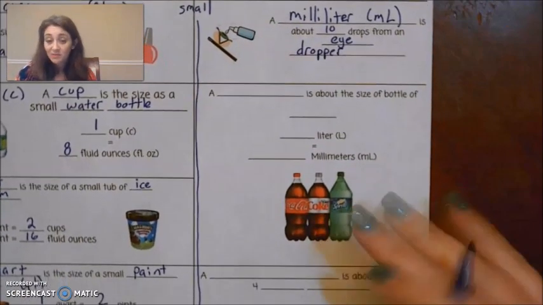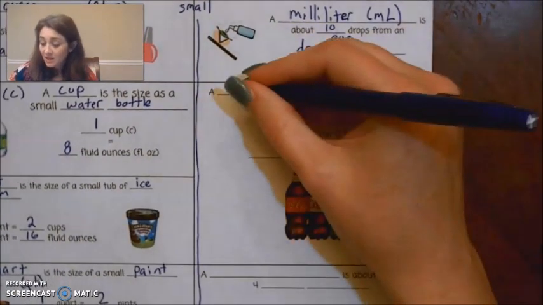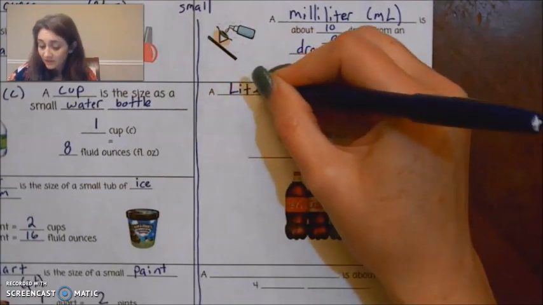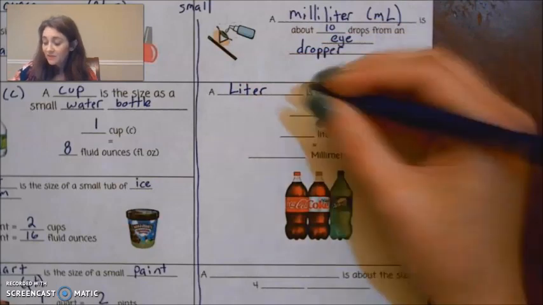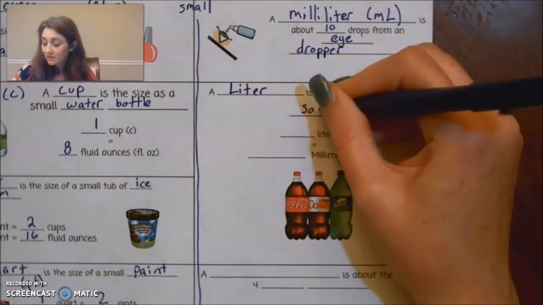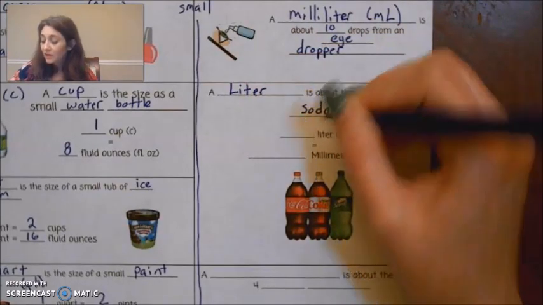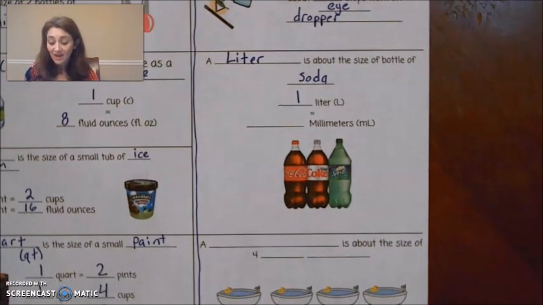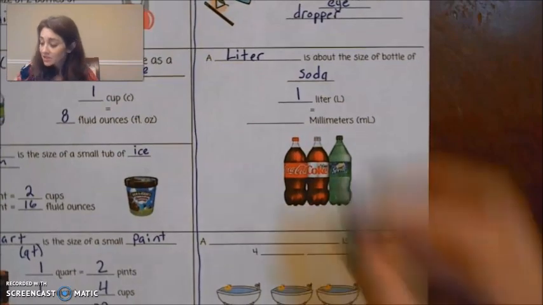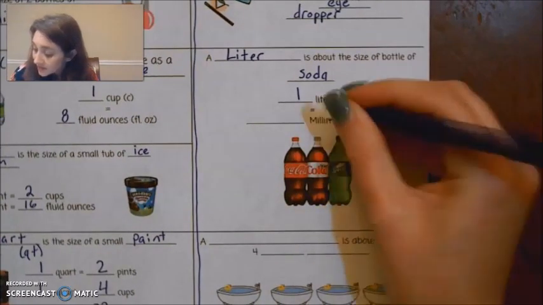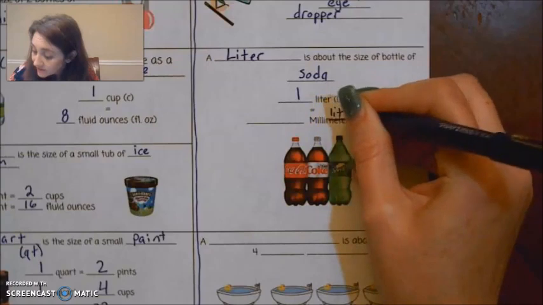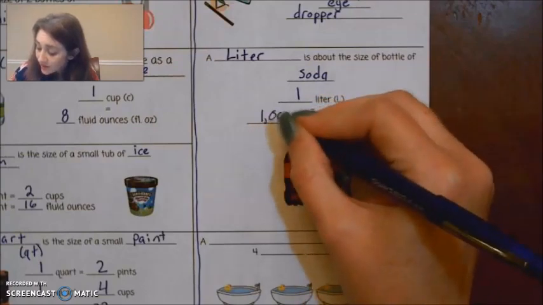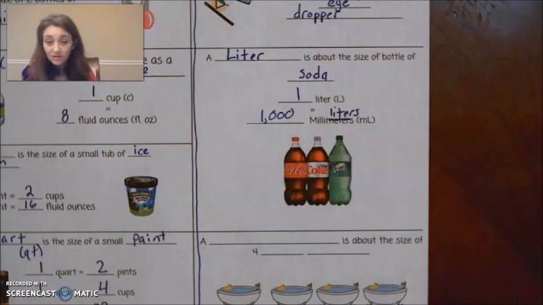Okay, the next one we're going to jump up to a much bigger capacity, and that is a liter. It's about the size of a bottle of soda. 1 liter equals 1,000, that should say liters, but it says meters. Milliliters. Sorry, guys. It equals 1,000 milliliters.